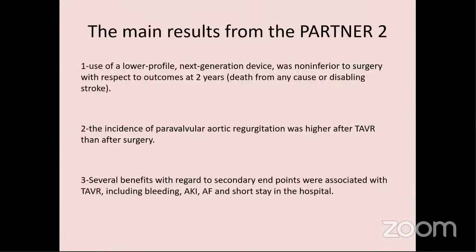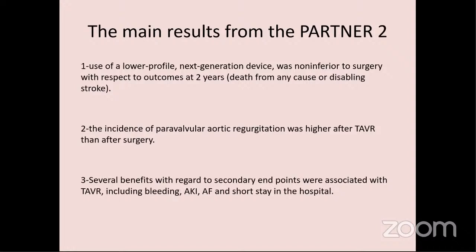So the main results from the PARTNER 2, first thing, use of a lower profile next generation device was non-inferior to surgery with respect to outcomes at 2 years. So just hold on this point. One of the things you guys have to understand, in the PARTNER, they used only one kind of TAVI valve available in the market. Do you guys know what type of valve?